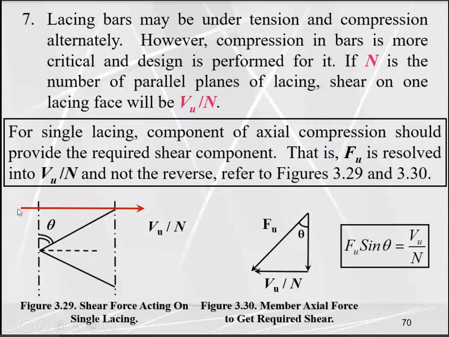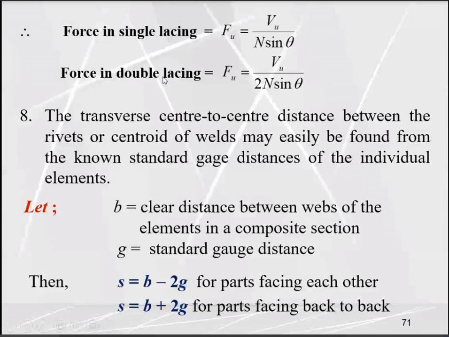So shear stresses are acting in the transversal direction. If we know the direction of the shear stresses, we can resolve this force along this component. So this formula is written: Fu sine theta is equal to Vu over n. So from here, the force in a single lacing will be Vu over n sine theta, where n is the number of planes. If we are using double lacing, the total force will be resisted by two lacing members.